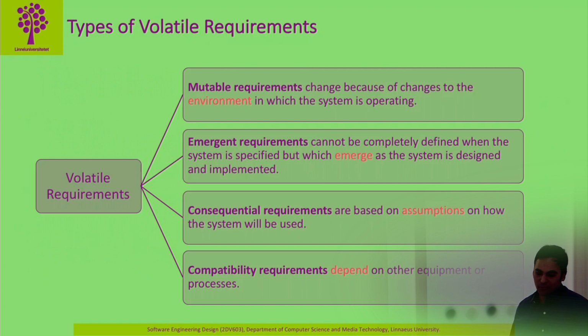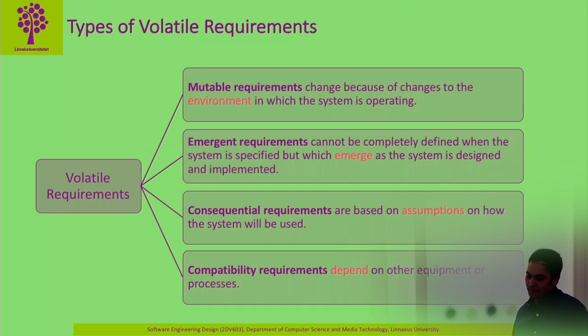There are 4 types of volatile requirements. The first is mutable requirements, which change mainly due to the environment where they are being executed or used. Then there are emergent requirements. Requirements are not always specified in a complete, consistent and correct manner, so they might evolve over time in terms of definition and description. We call them emergent requirements.